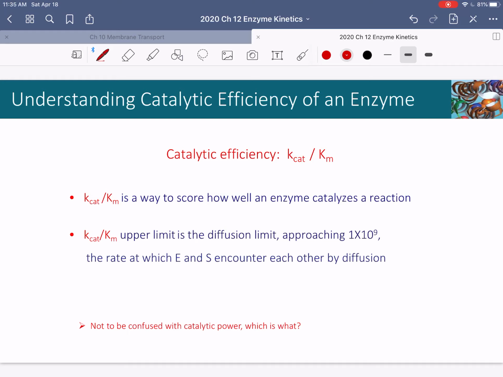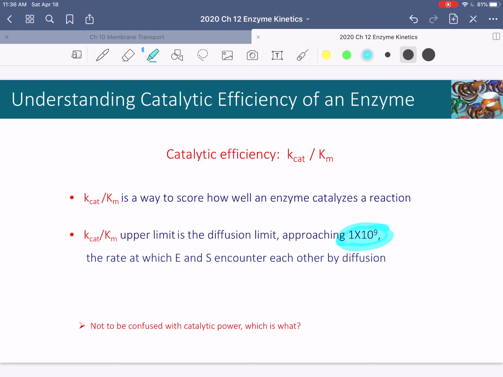The Kcat over Km approaches 10 to the ninth. It's more likely to be around 1 times 10 to the eighth, even for the most perfect enzyme, because that 10 to the eighth per molar per second is about how fast a substrate can diffuse into an enzyme active site. That's what is meant by the diffusion limit.